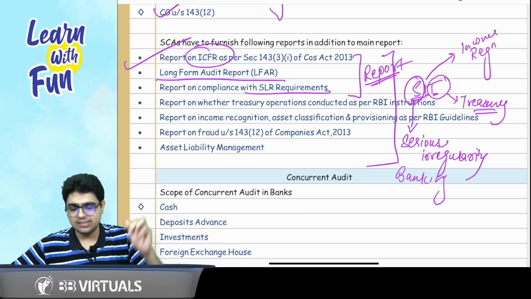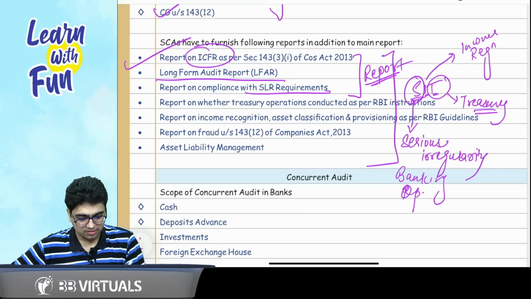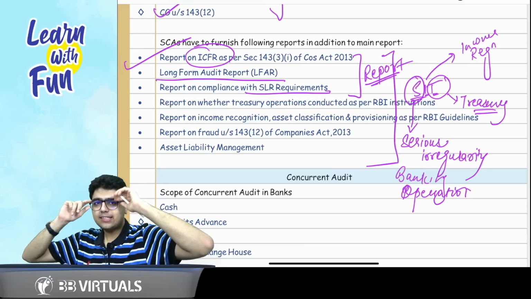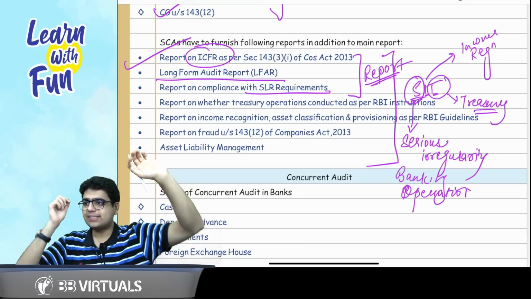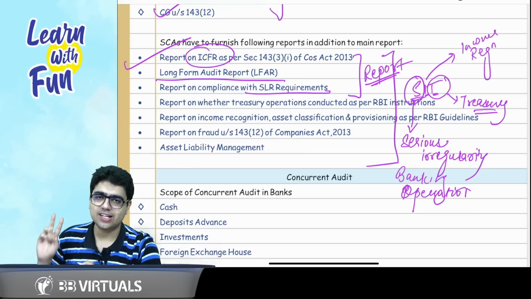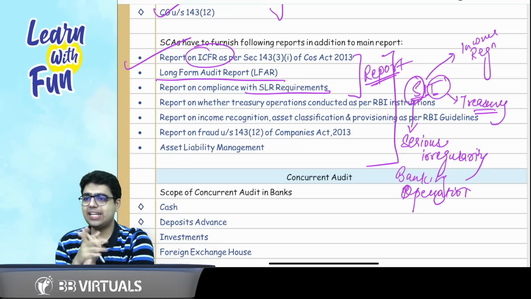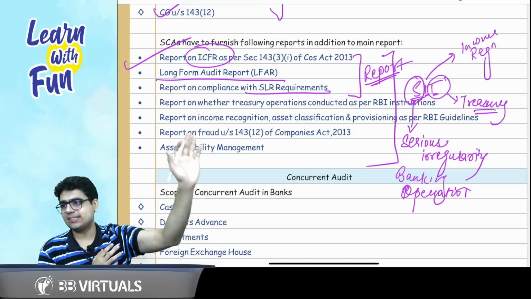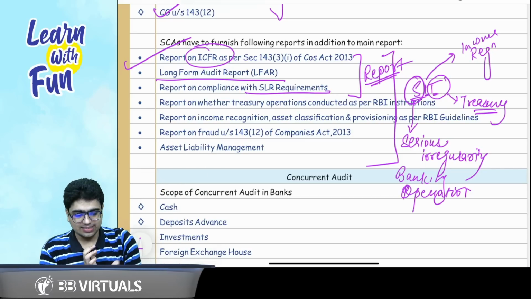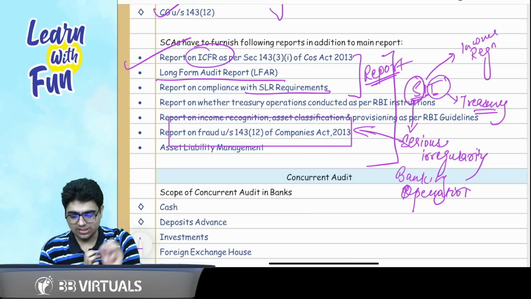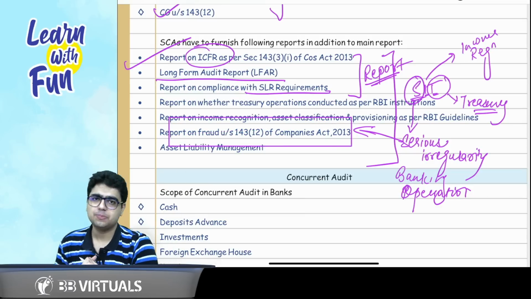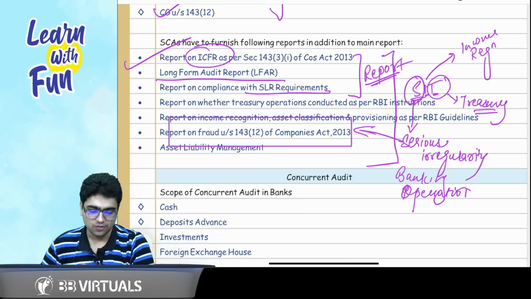So remember these six reports, it is enough. Okay sir, done. Yes, so just sit and relax and remember the three rhyming points. SIT means serious irregularity, income recognition, asset classification, provisioning. T for treasury operations. Sit, relax and report on these matters. And this serious irregularity is an extension of the point on reporting of fraud as per section 143 subsection 12.